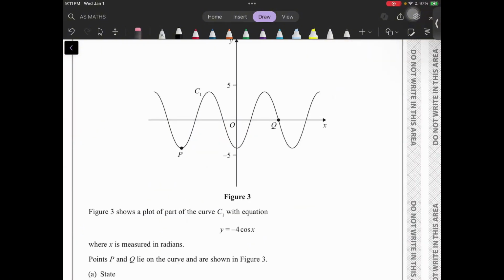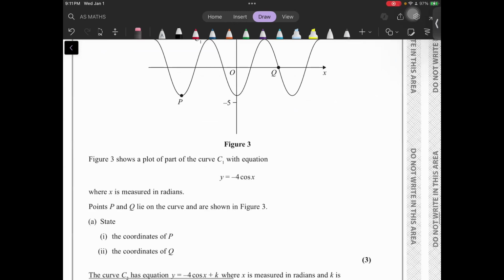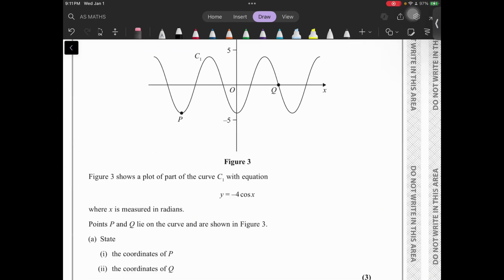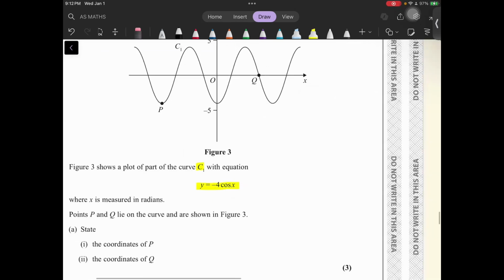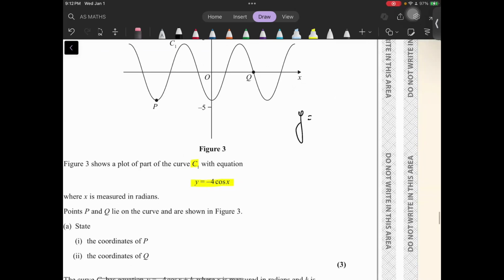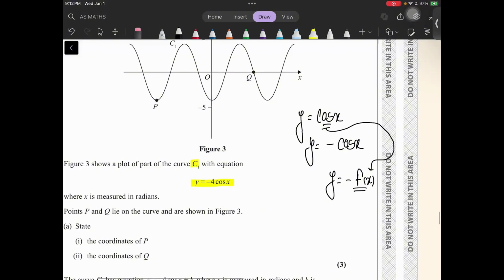So figure 3 shows a plot of the curve C1, that is the equation y equals minus 4f of x. From here I could understand two things. First of all, initially this was the graph of y equals cos x. Then it was converted into y equals minus cos x. Minus cos x means y equals minus f of x. We can simply write y equals cos x as y equals f of x, as a function as well. So y equals minus cos x means y equals minus f of x.